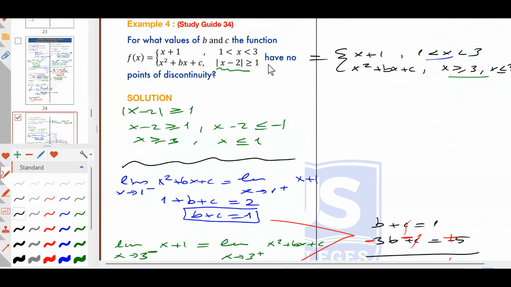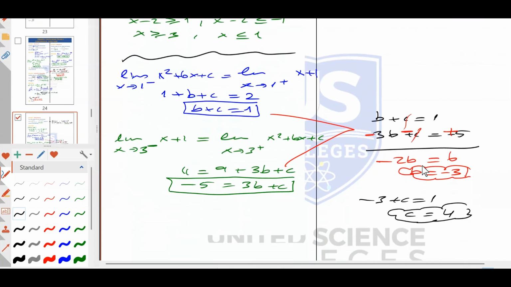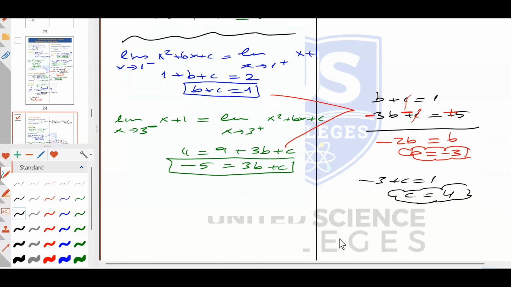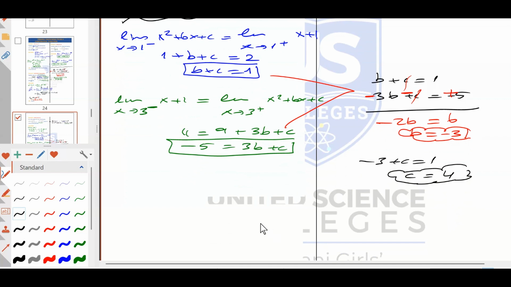By solving this absolute value inequality first, we rewrote this condition and we got a piecewise function with two boundary numbers, just like the previous one. We checked right and left sided limit for each number, set them equal to each other, and got two different equations. Solving the system, we got our unknown. Okay, we are done with continuity for now.